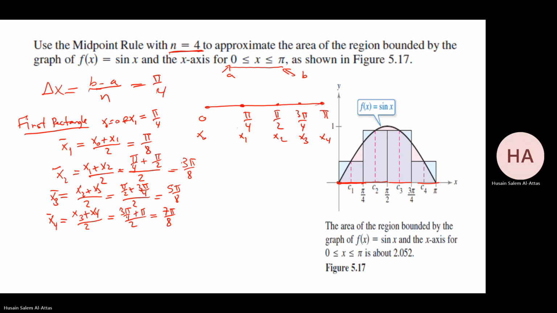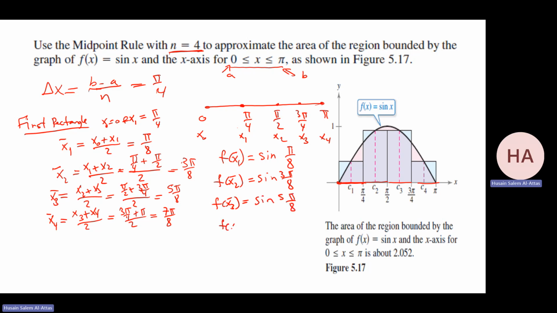Now, f of x1 bar will be sine pi over 8. F of x2 bar will be sine 3 pi over 8. F of x3 bar will be sine 5 pi over 8. F of x4 bar will be sine 7 pi over 8.